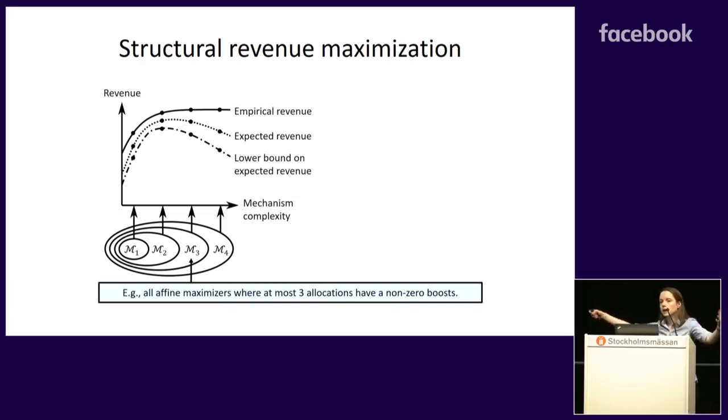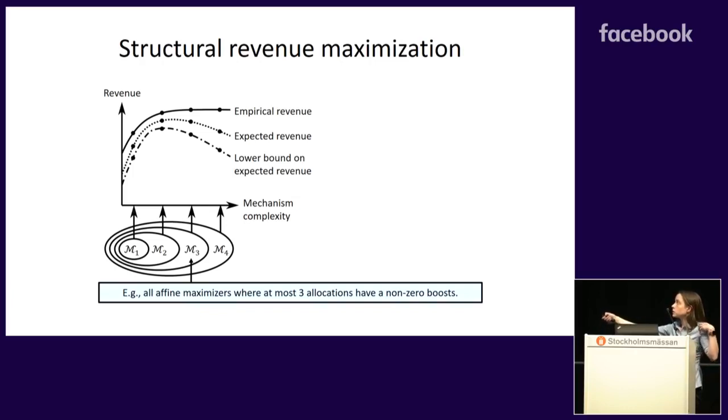And since this is a nested hierarchy, the empirical revenue is just going to get better and better as I go outward. But as we learn in our very first machine learning course, at some point, as my mechanism class gets more and more complex, I'm going to start overfitting. So this is what's happening when the expected revenue curve, which is this dotted curve, starts to diverge from the empirical revenue curve. I've started overfitting. So what structural revenue maximization at a very high level allows us to do is see when we've started overfitting.